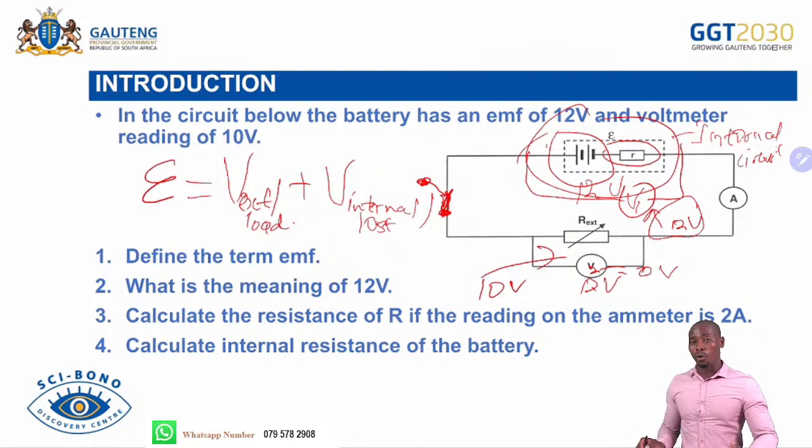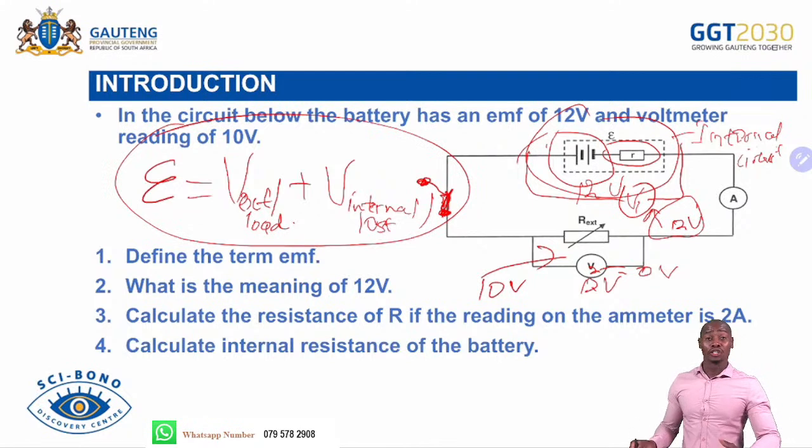So the lost volts, those are the volts used by the battery, or the internal potential difference, or internal voltage. Okay. So this is what is going to happen now. It's no longer EMF equals terminal potential difference. It's EMF now equals external potential difference plus internal potential difference.